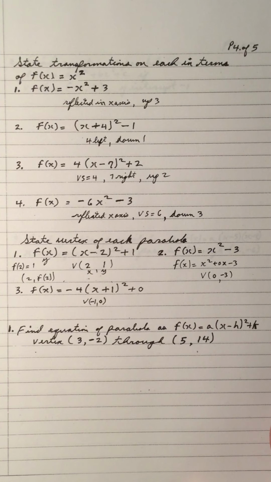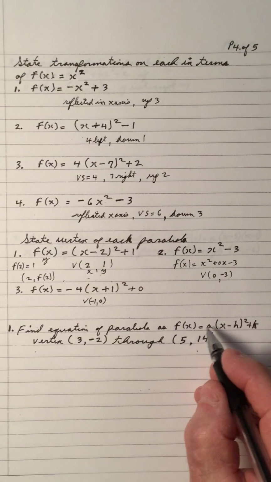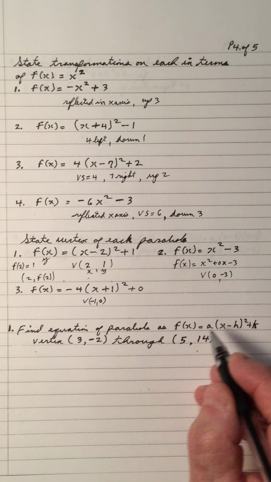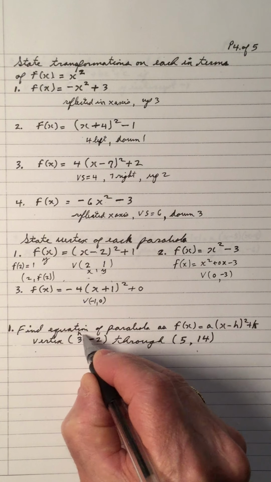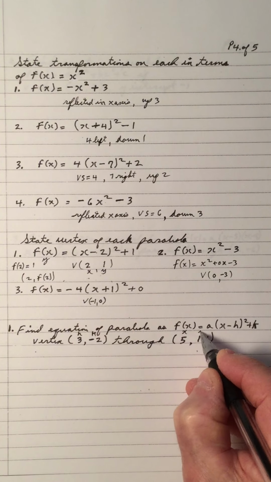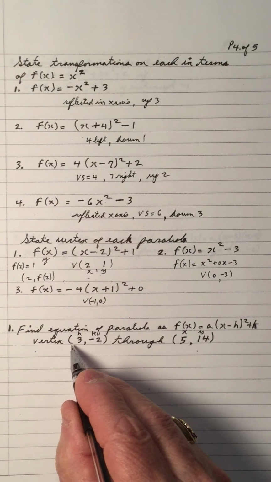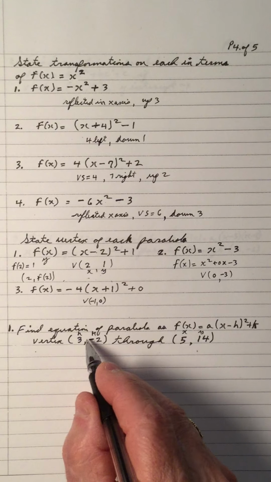Number 1, find the equation of the parabola in the form f of x equals a times (x minus h) all squared plus k. That's the vertex form. So if that's the vertex form, that's the vertex of h comma k, and this is x, y. Remember, they're both x's and y's, but because this is a vertex, it's a special one called h comma k.